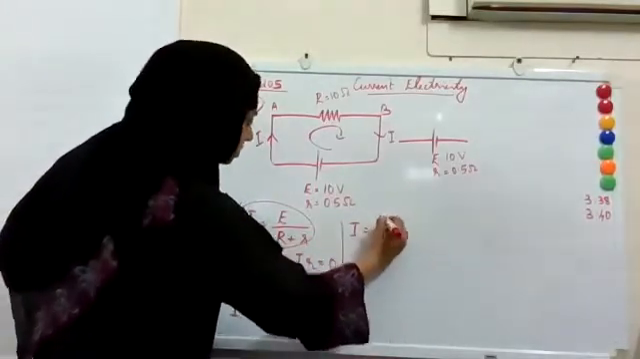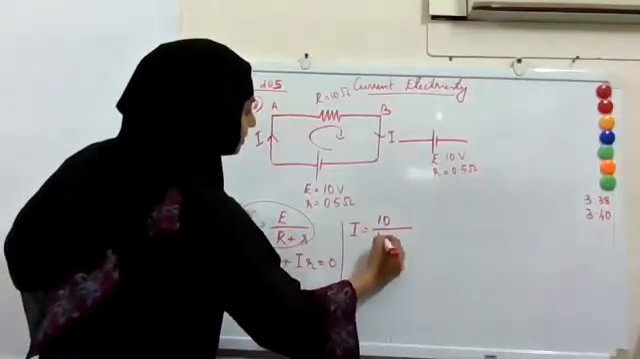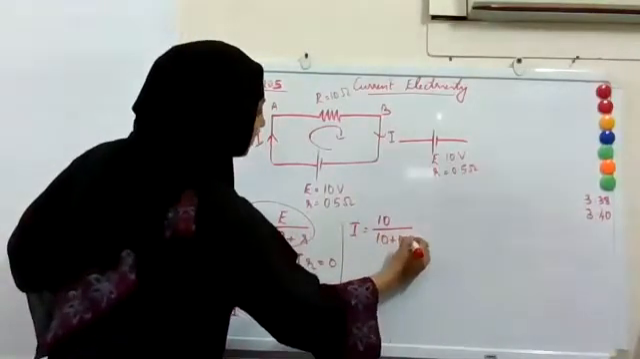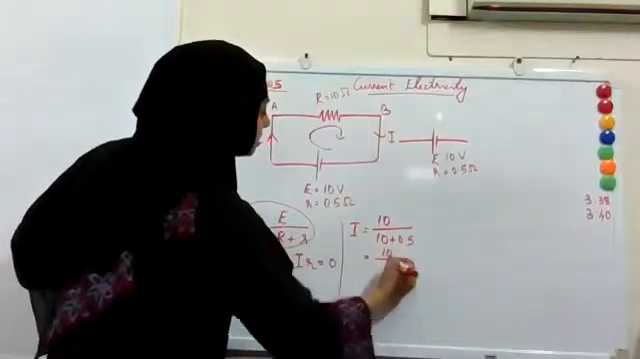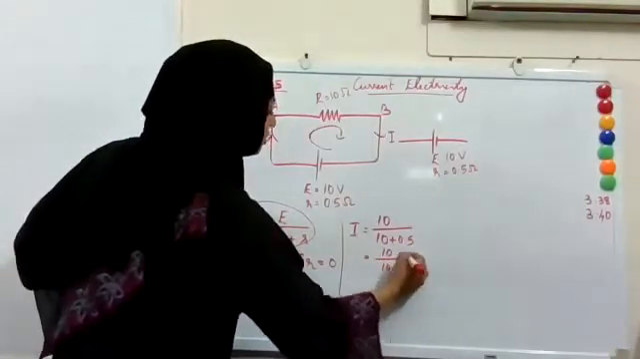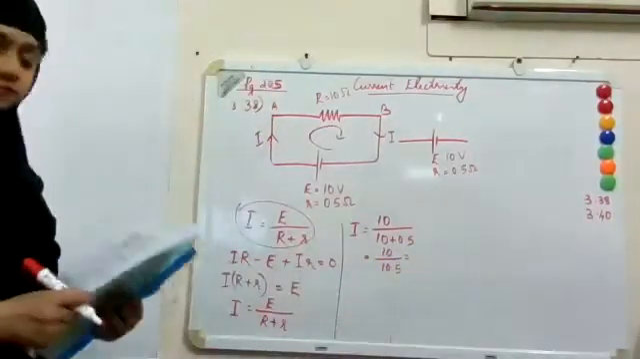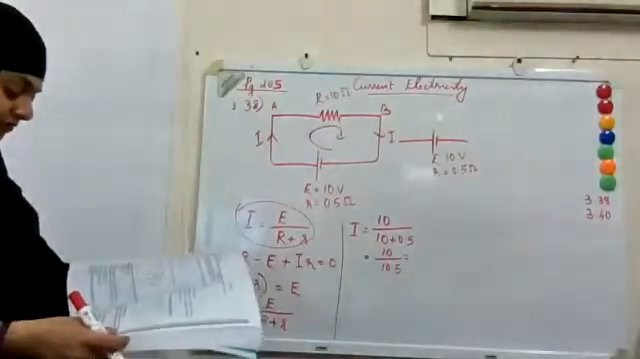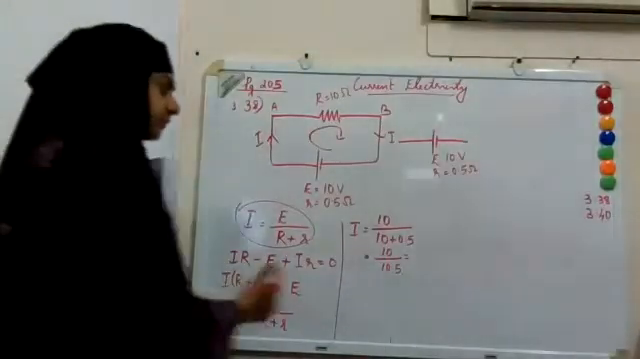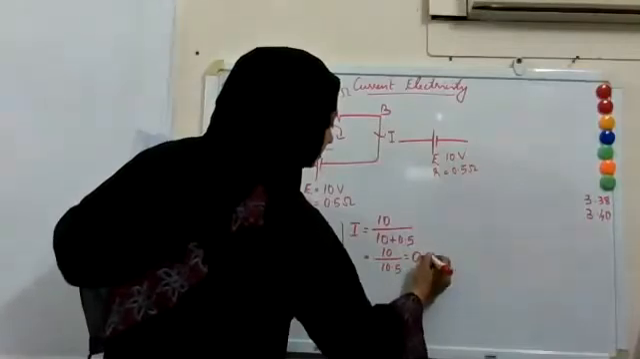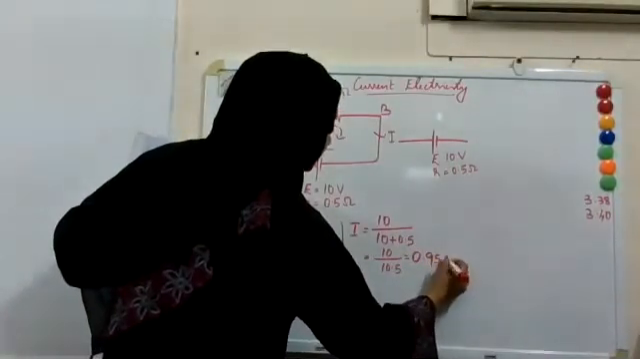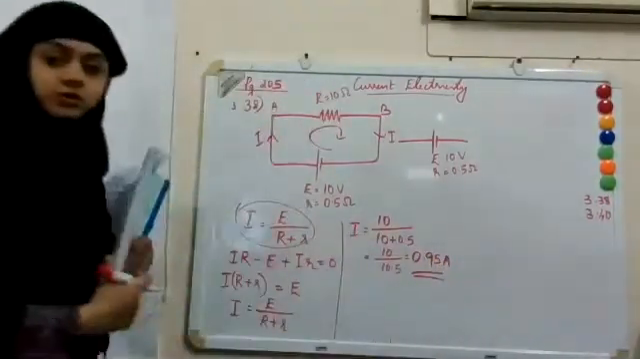So I is equal to E divided by R plus r, which is 10 divided by 10 plus 0.5. Okay, so 10 by 10.5. What is the value? 10 by 10.5? 0.95 ampere. Is this part clear to you?